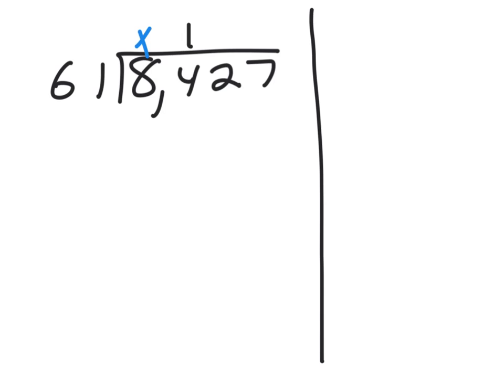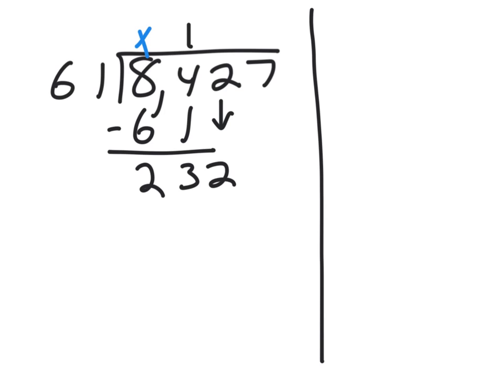So 1 times 61 is 61. 4 minus 1 is 3. 8 minus 6 is 2. Okay, is 23 less than 61? Ooh, can we get a two-digit number of subtraction? Yes, we can, as long as it's smaller. 23 is smaller than 61. So I've checked. I can bring down the next number now, 2.